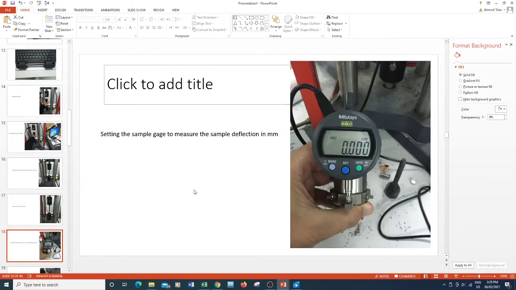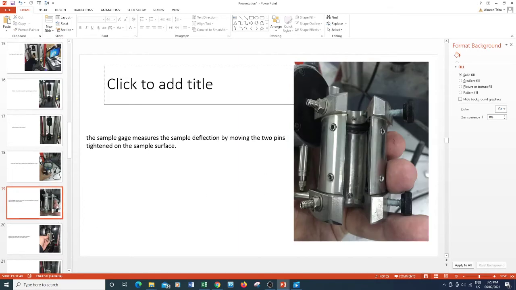Now we are setting the sample gauge to measure the sample deflection in millimeter. This is a sample gauge, and here the sample gauge measures the sample deflection by moving the 2 points, this 1, 2, moving the 2 pins tightened on the sample surface.